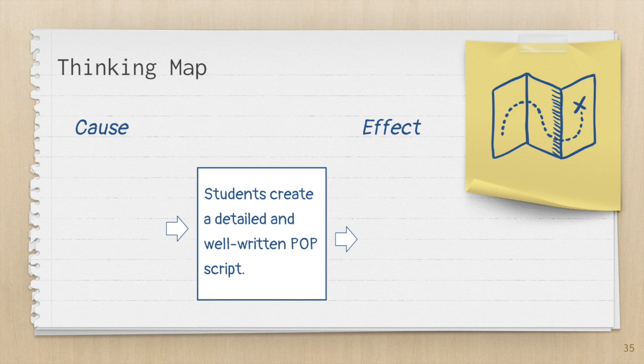Let's reflect on the script writing process. Please pause this video to complete the multi-flow map. The event is students create a detailed and well-written POP script. What would the causes be? Please write them on the left. And what would the effects be? Please write them on the right.